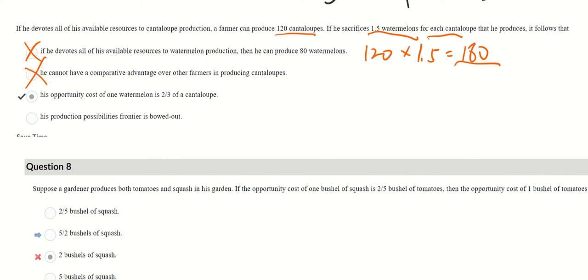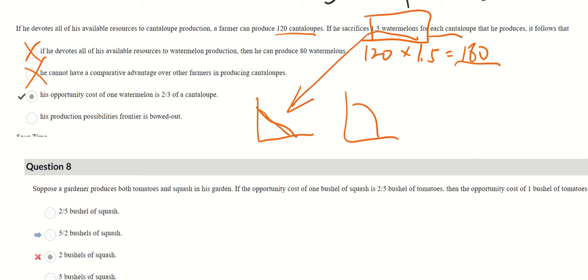So C says his opportunity cost frontier, production possibility frontier, is bowed outward. Now, normally your PPF is a straight line like this, but sometimes you might see a bowed outward PPF. That will happen whenever you have a specialized resource. So if the farmer has a resource that's good in, let's say, cantaloupe production and not good in watermelon, then you're going to see this bowed outward PPF. However, this opportunity cost here is constant. So if it's a constant opportunity cost, then you're going to see this straight line PPF.